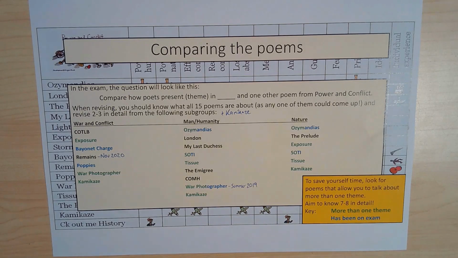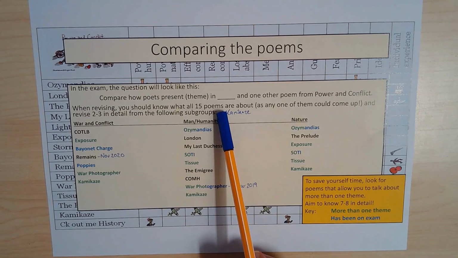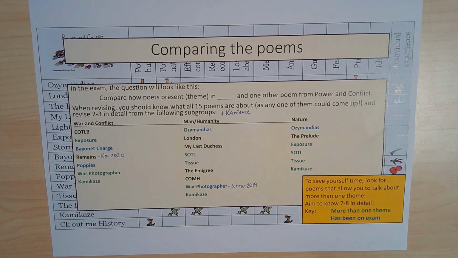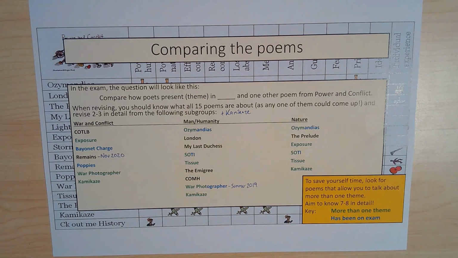And if you know what all 15 of them are about, then you'll be able to pick out quotations, almost treat it like an unseen in the exam, and compare it with the poem you know more about in depth. So what we're going to do, I'd be getting you to make notes on all 15. We are going to cover all 15 poems over a series of videos, but what I would be getting you to do is think about the 2 to 3 from each section that you feel the most comfortable talking about.